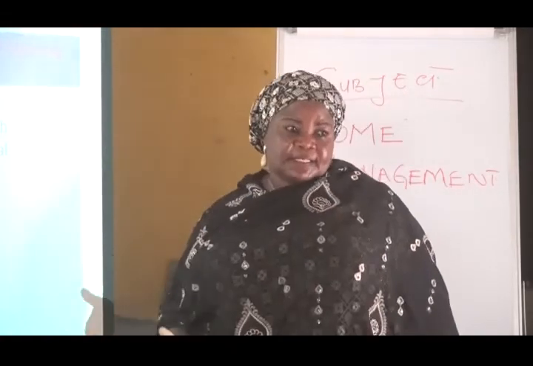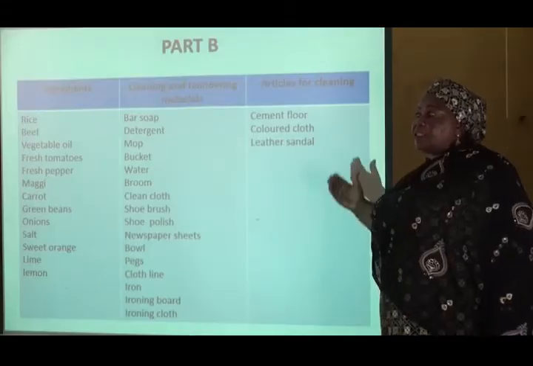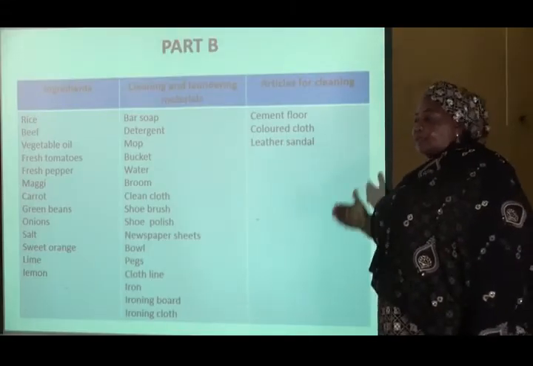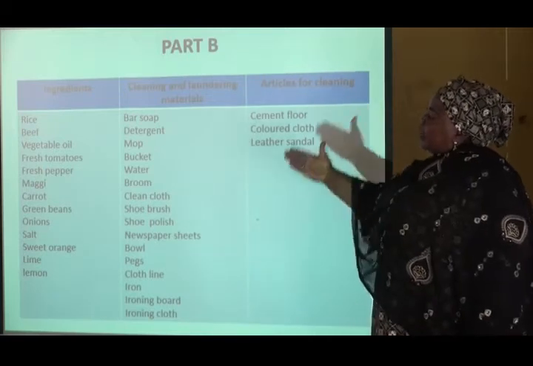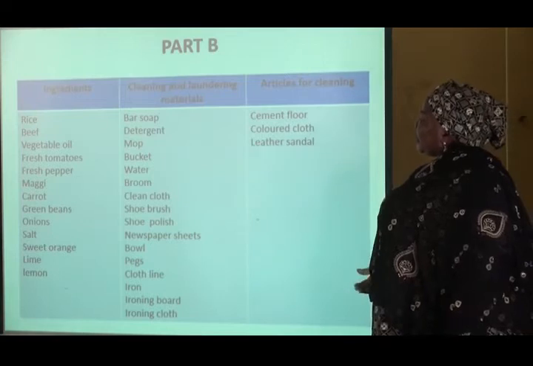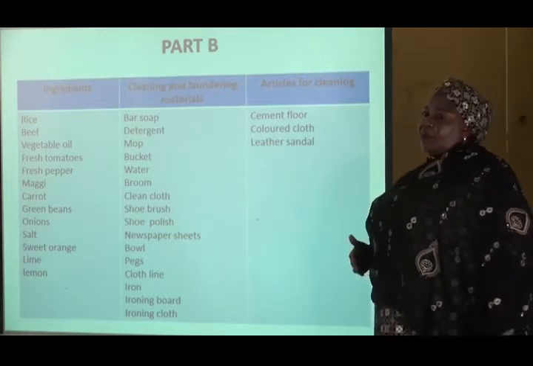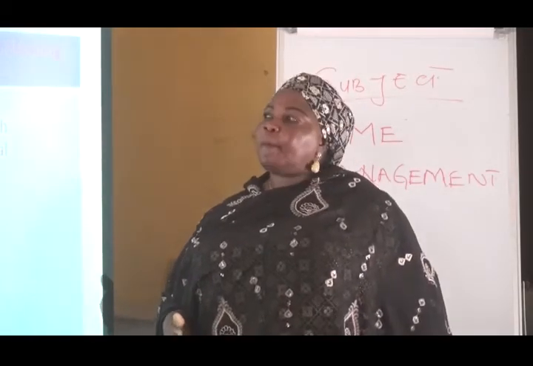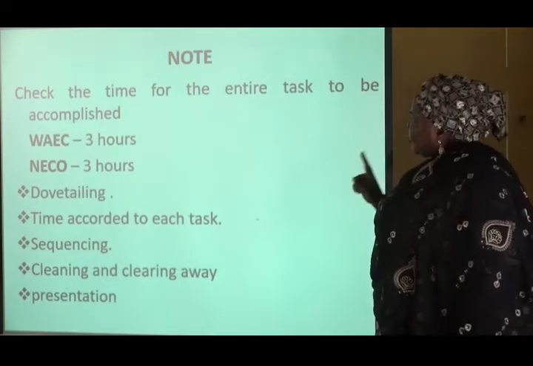I said this part actually does not carry any mark. This is also called your market list. So you just write out your ingredients in the first column, write down your cleaning agents or materials, and then you write the articles that you are cleaning. Take note, please.